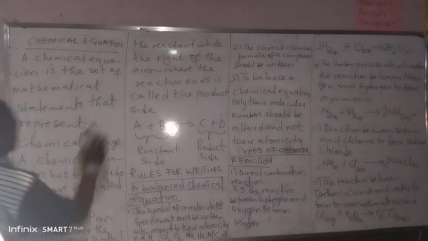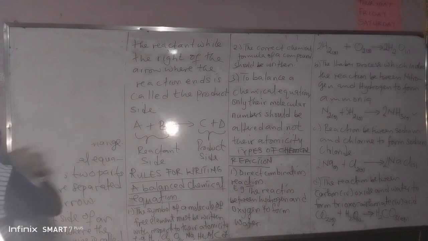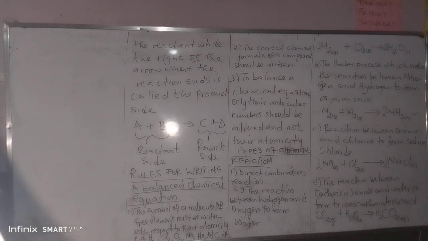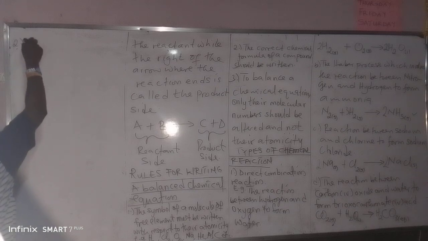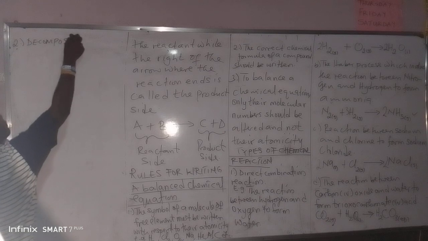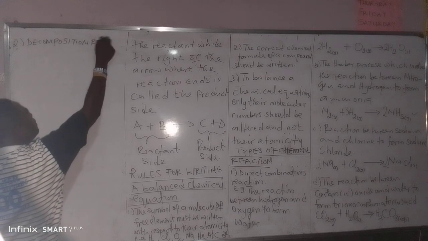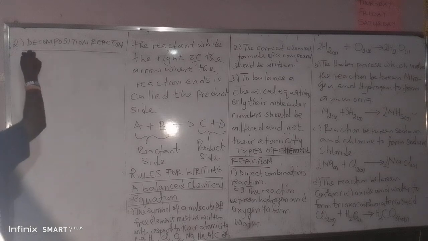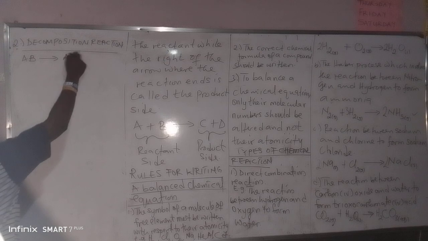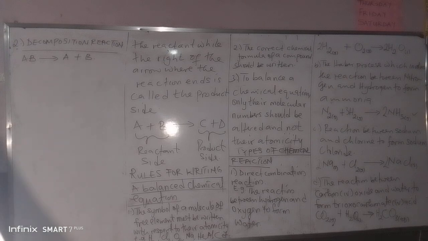Now, let's look at another example. Apart from direct combination reaction that we have, let's talk about number 2 type of reaction, which we say decomposition. Decomposition reaction, in which AB will break down to form A plus B.